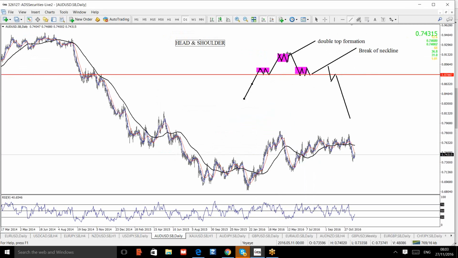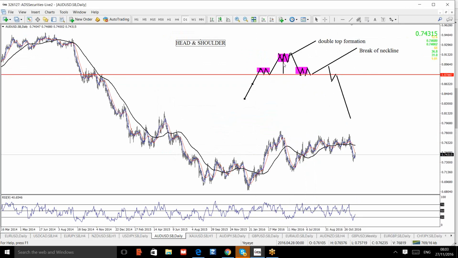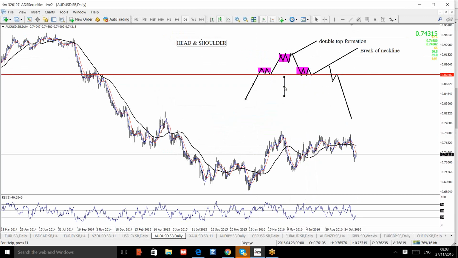And they say the distance from the head to the neckline is normally the distance the price covers. Understand? Normally that is the head and shoulder pattern's target, and that's all you need to remember as far as the head and shoulder is concerned. Does everybody understand? I don't want to waste so much time on it. It's pretty easy, so you don't have to waste your time.